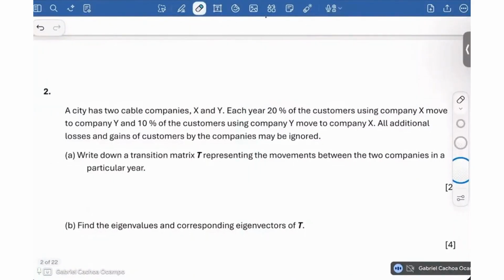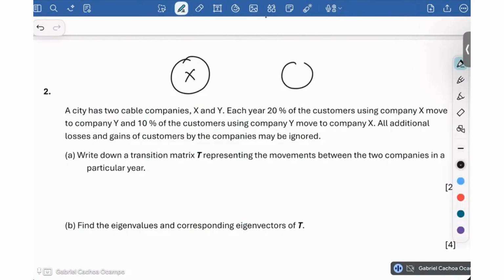Okay, so I have two companies now. I have company X and company Y. Every year, 20% of customers of company X move to company Y. That means that 0.2 of company X go to company Y. And 0.1 of company Y go to company X.